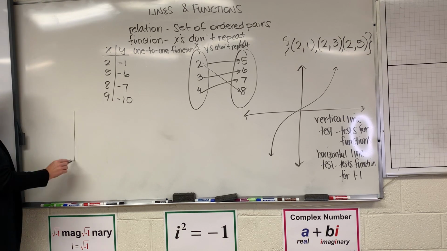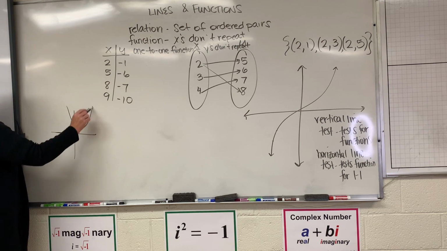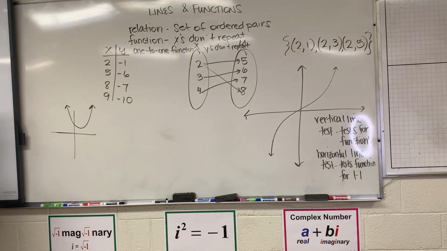So let's look at a quick one. Like your parabola, your quadratic. That is a function. It passes the vertical line test, but when I go to do the horizontal line test, it does not pass. So this is not a one-to-one function. A big reason one-to-one is important for us is that when it comes to inverse functions, we can only find the inverse of something that is one-to-one.